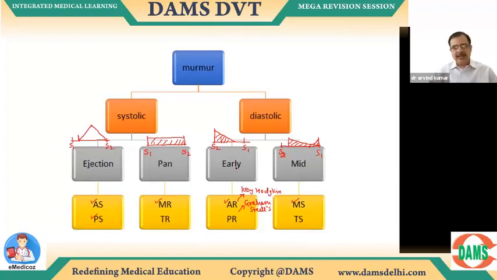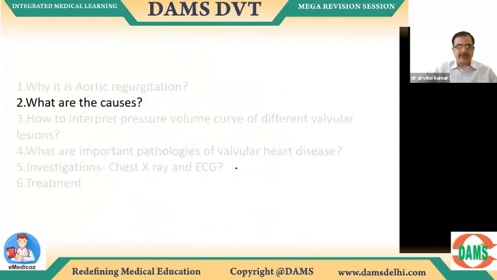So this answers our first question, why it is aortic regurgitation. All of you must have said in the beginning that it is AR, but why is it AR? This is the approach, how to make a clinical diagnosis of different valvular heart disorders.